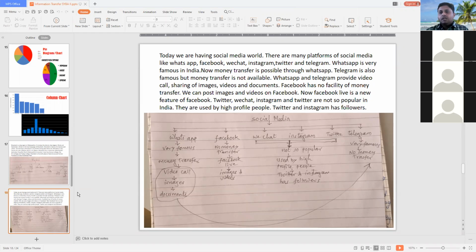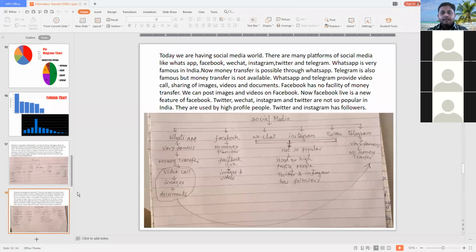It describes the social media apps like WhatsApp, Facebook, WeChat, Instagram, Twitter, and Telegram, right? And the paragraph gives information on all these apps. So we collected the information of WhatsApp, Facebook, WeChat, Instagram, Twitter, and Telegram, and we wrote it down below that app, right? The information of WhatsApp, we just have to write it down below the WhatsApp title, right?